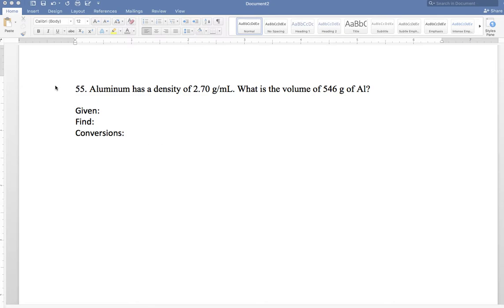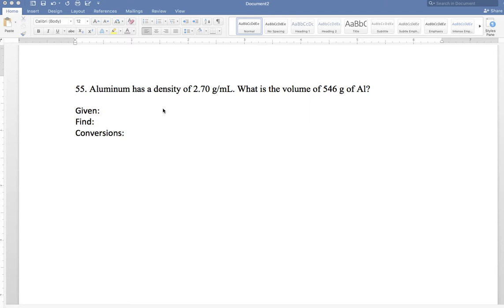So this is question 55, which is the third and final math problem, and it's a density question. But I'm going to show you a way to do it that will apply to this and future ones and doesn't require you to memorize the density equation, which can sometimes be confusing depending on what it is they're asking you to solve for.